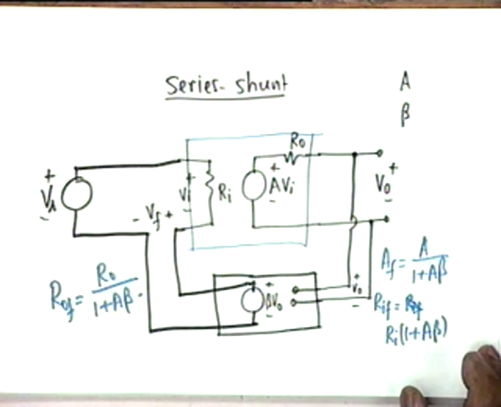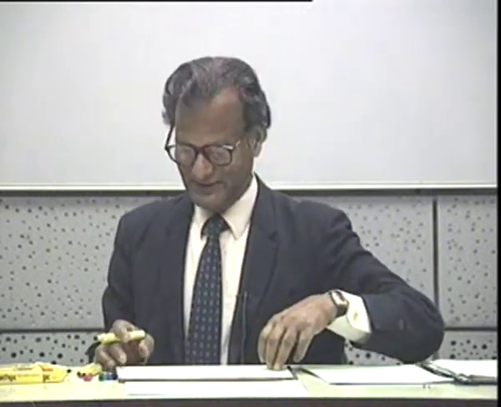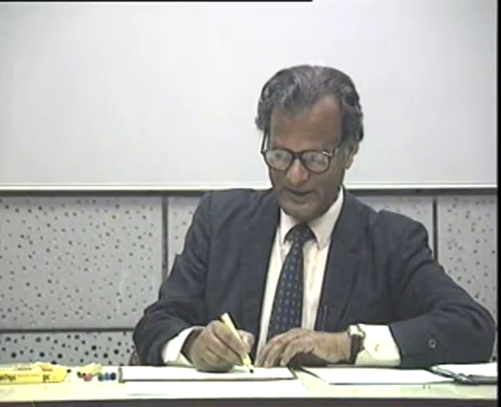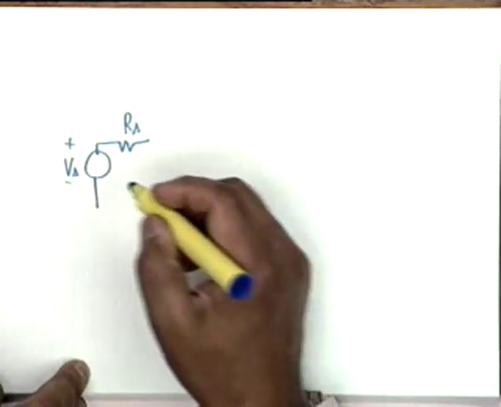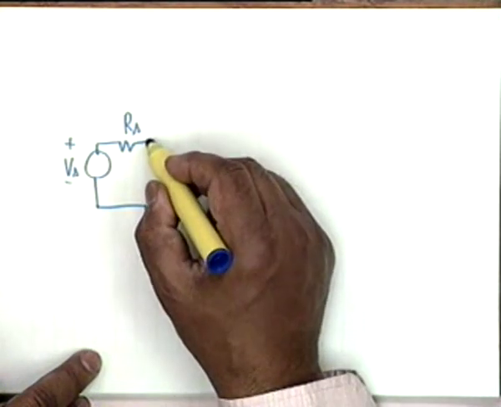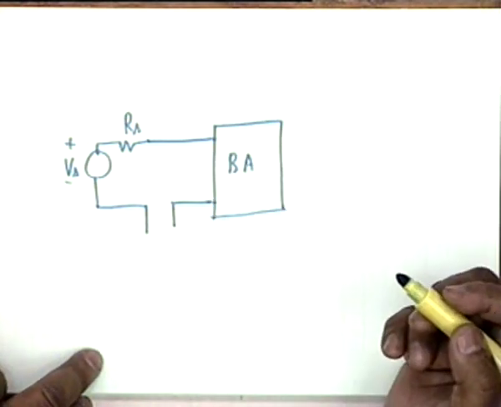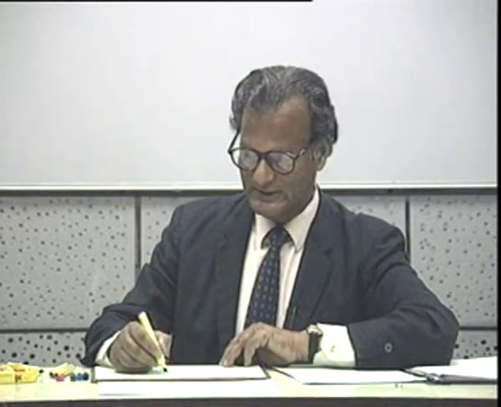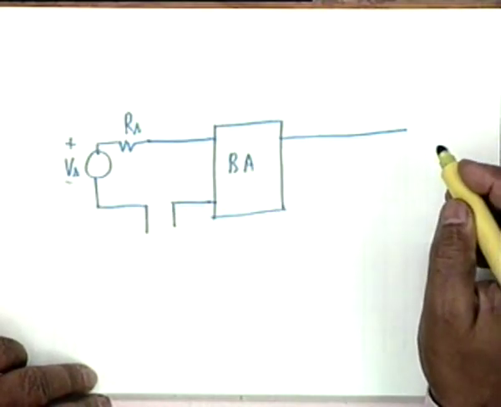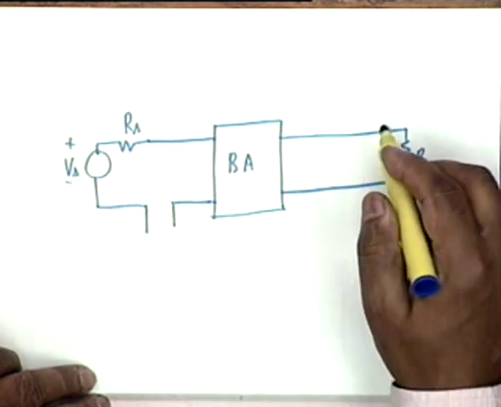But the practical circuit is quite different, and that is why the problem arises, and I want you to be in tune with me, in phase. In a practical circuit, you shall have a Vs and a source resistance. I have a series feedback. The basic amplifier is this, which is not an ideal voltage controlled voltage source, it has other imperfections. And then the output is not usually open circuited, there may be a load R sub L. It is a series connection at input, shunt connection at output.